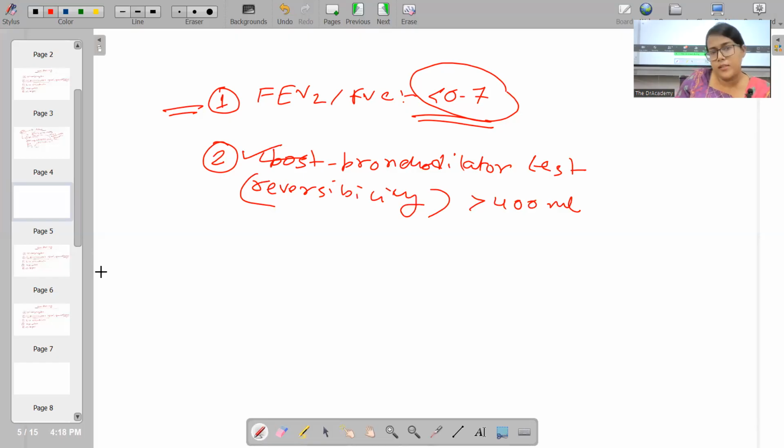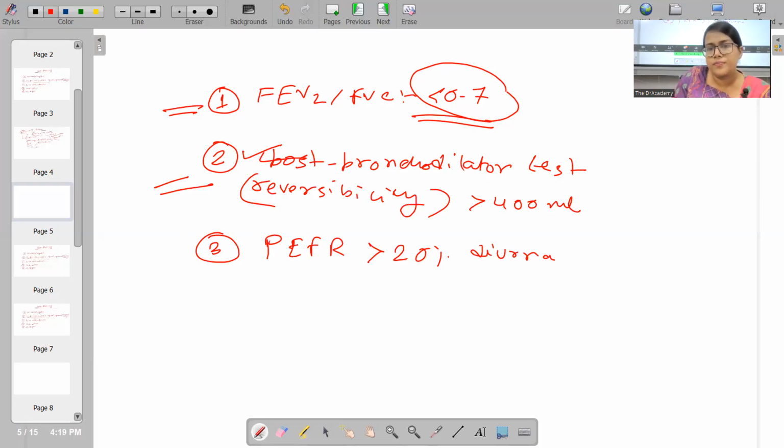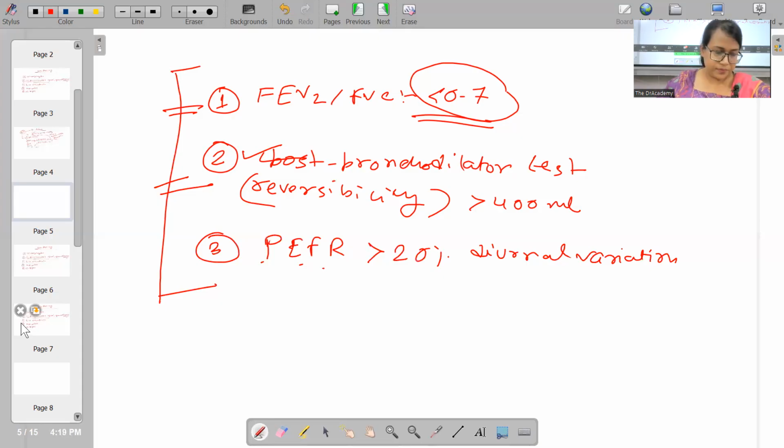If this is still inconclusive, then another thing you can do is the peak expiratory flow rate, and it will show more than 20% diurnal variation, especially in the morning. The peak expiratory flow rate will drop, particularly in the morning, with more than 20% change. That is also indicative of asthma. These 3 particular criteria are very important.